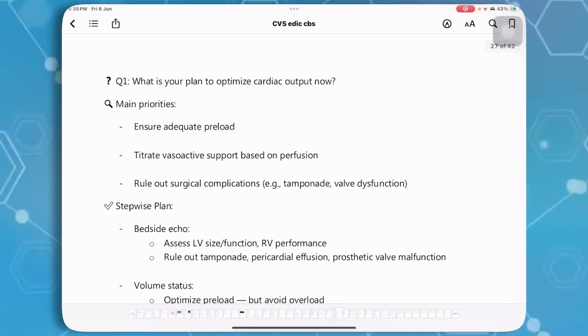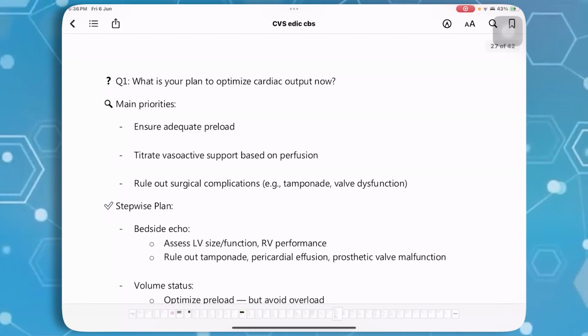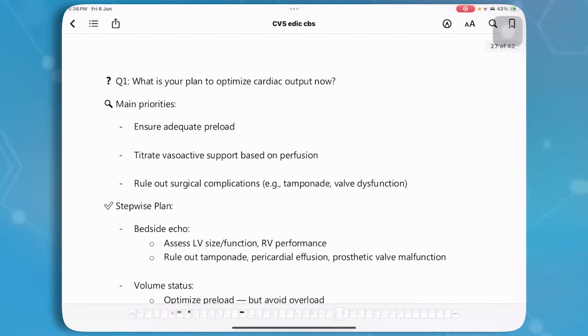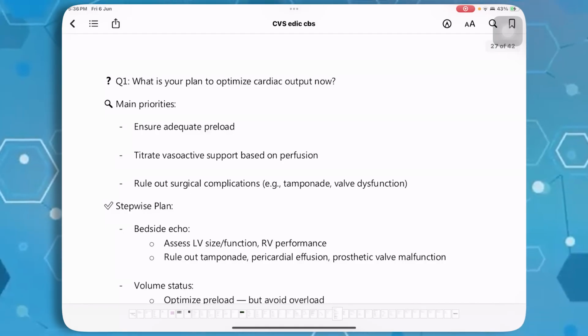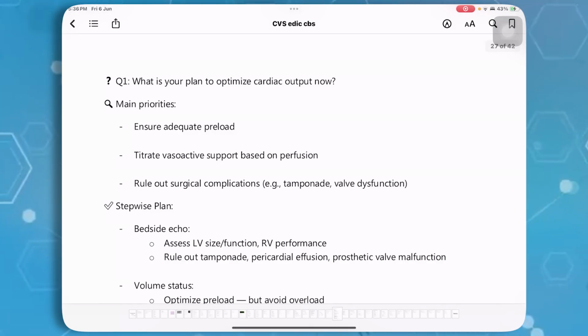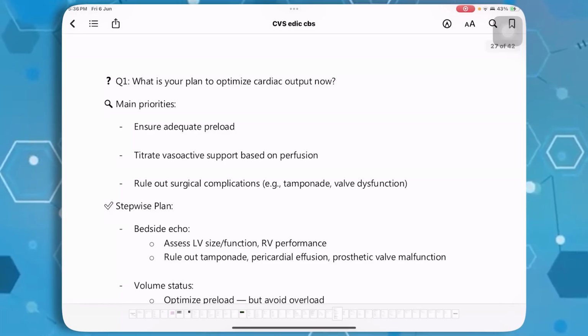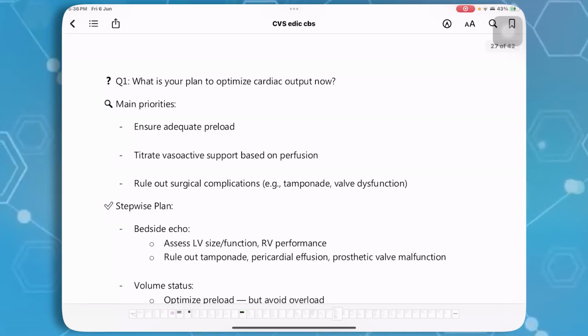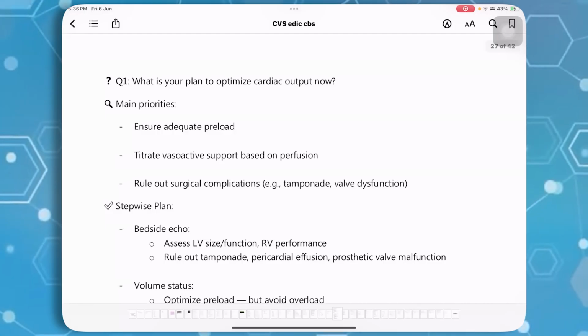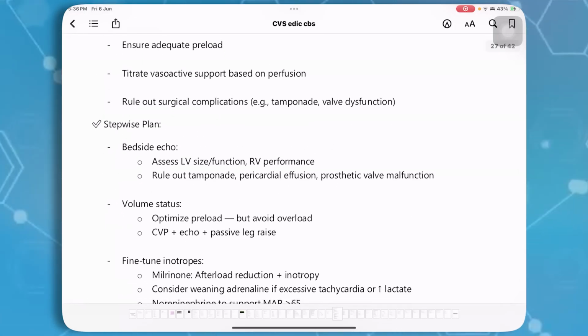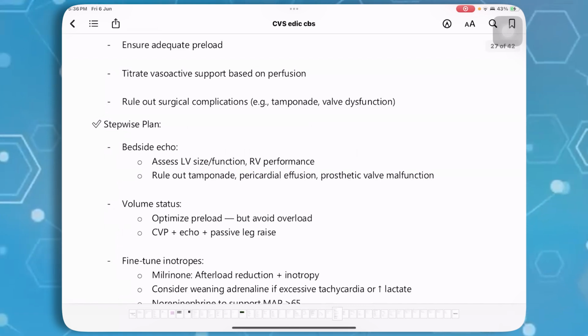Rule out any surgical complications like a tamponade or a pleural hematoma or a blood loss or a vasoplegia secondary to pump. The patients who are taken on a heart lung machine sometimes have a post-pump vasoplegia. That is, when they are coming off pump, then they develop vasoplegia that responds only to high dose vasopressin. So rule it out. Then stepwise, get an echocardiography done to assess the left ventricle size, function, and RV performance. Rule out tamponade. Why is RV performance important?